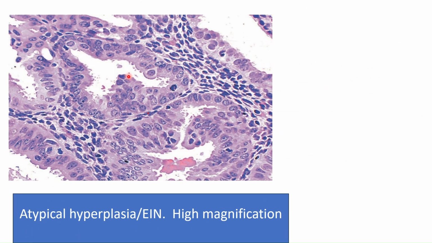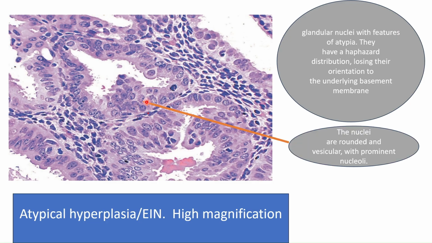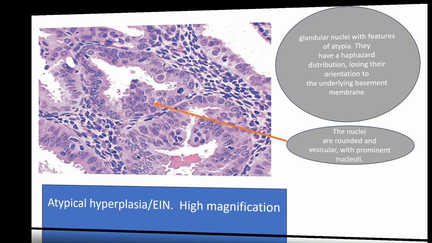So this is again high magnification view. We can easily identify there is back-to-back arrangement of gland. Stroma is very scant, round to oval-shaped nuclei with loss of polarity, prominent nucleoli in some of the glands, and there is haphazard arrangement of these nuclei without maintaining polarity. So this is a prominent nucleoli, vesicular chromatin.